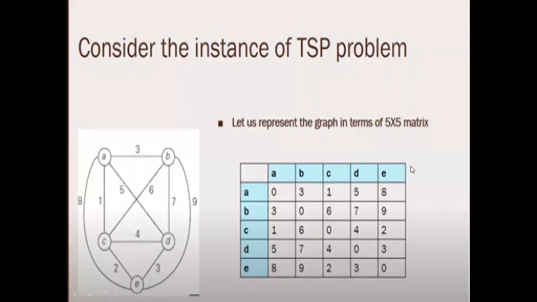Similar way, B to all other cities. Consider B is the starting city. So from B to A, it is 3. B to C, it is 6. B to D, it is 7. B to E, it is 9. So write down all those things. Similar way for C, D, and E. Because the graph and its respective cost have now been given, write down and represent this in terms of a matrix.